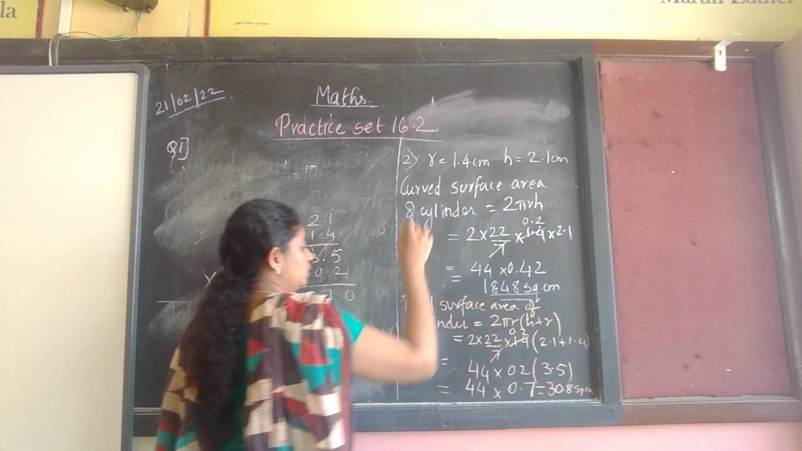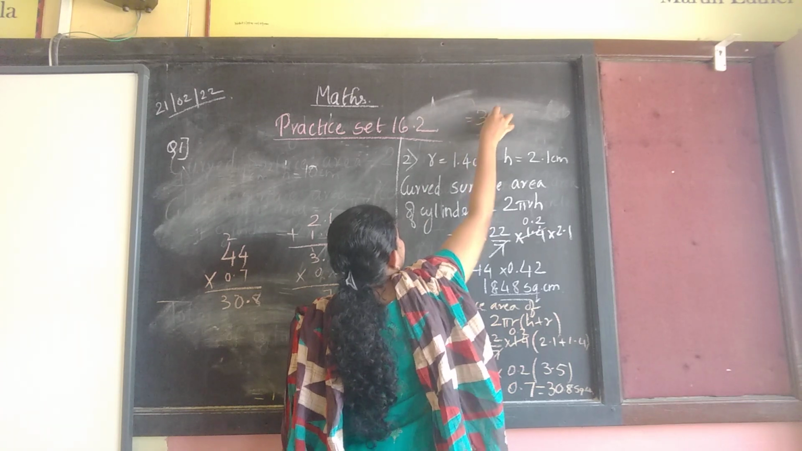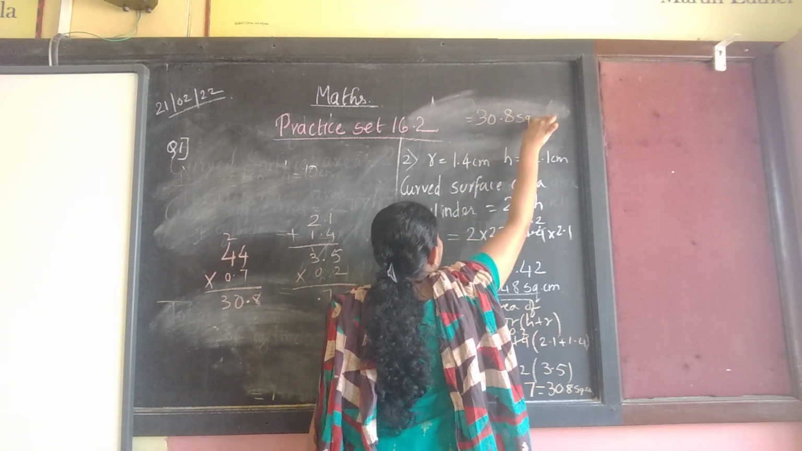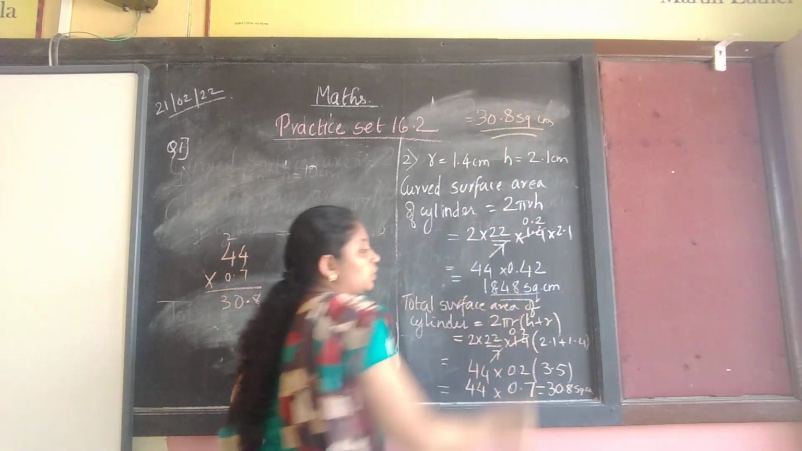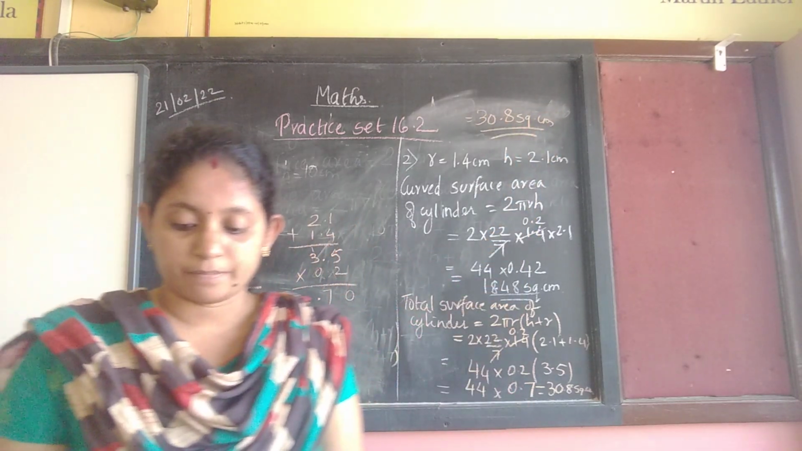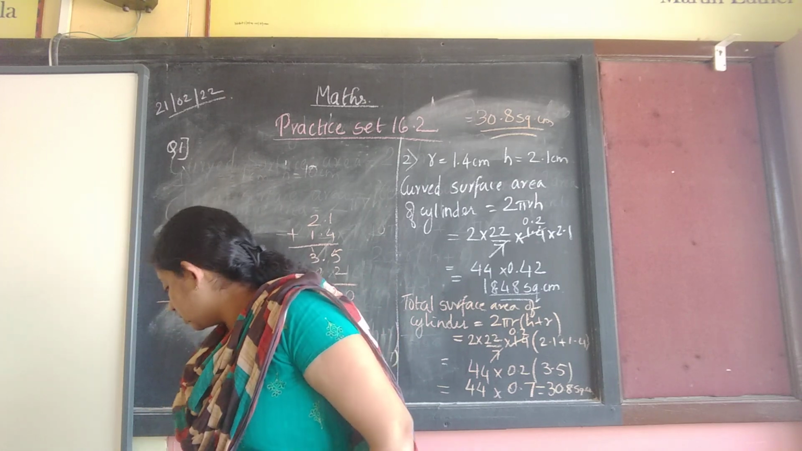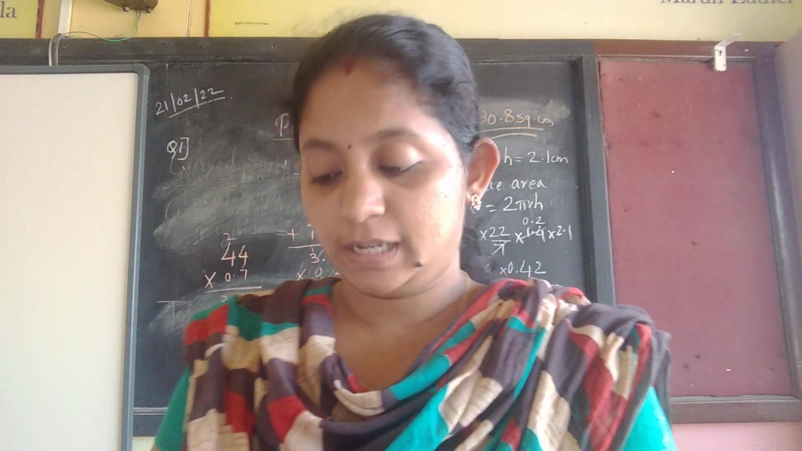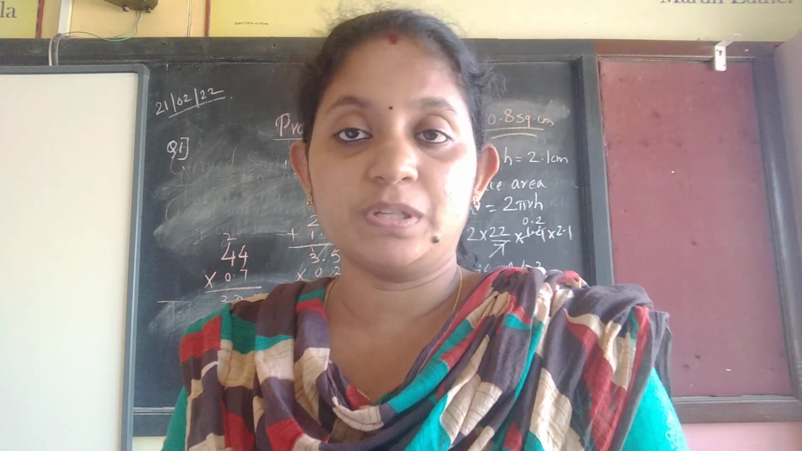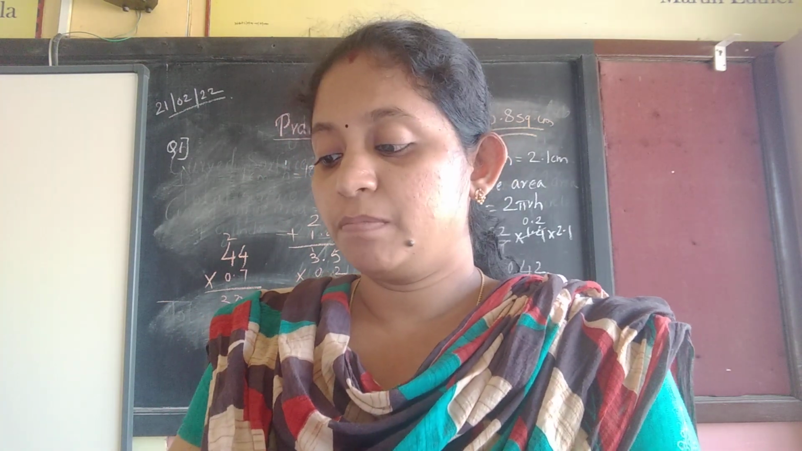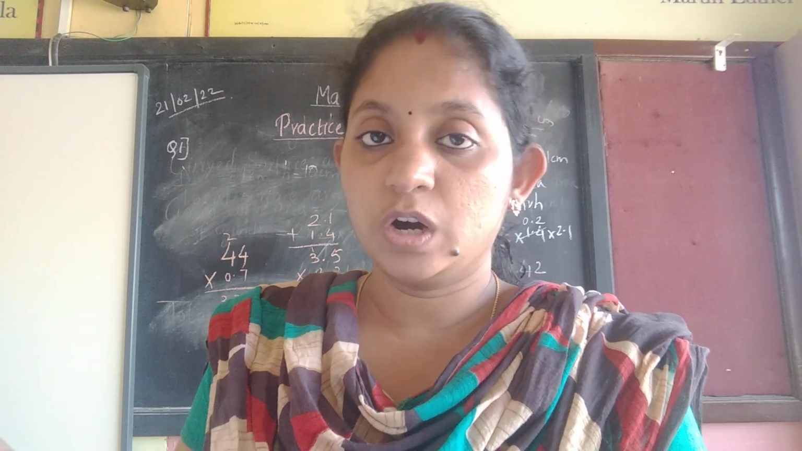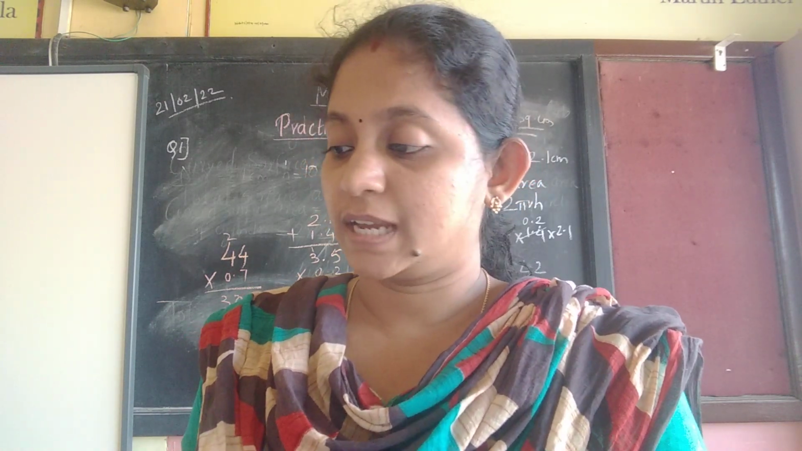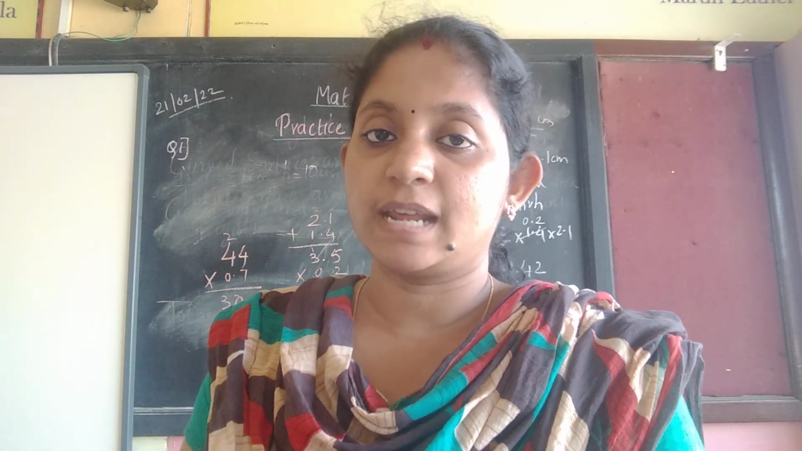I am writing the answer here. Total surface area, 30.8 square centimeter, will be your total surface area. Okay. Now you are going to try on your own question number 3 and question number 4, which are very easy. Question number 5 I will give as a worksheet to solve. Do solve the questions, and the rest, second, third and fourth, we shall do in the next class.